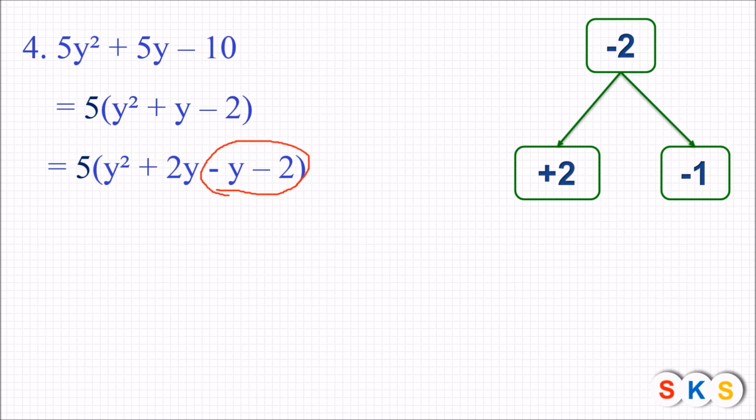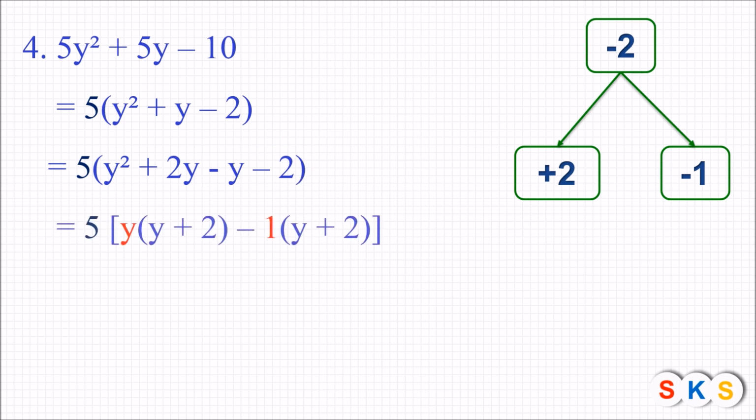And what is common in the next group? Y I can write as y into 1, and 2 I can write as 2 into 1. So the common in the second group is minus 1. Let's see what we will get when we take the common. In a bracket we will get y, in a bracket y plus 2, minus 1 into y plus 2.